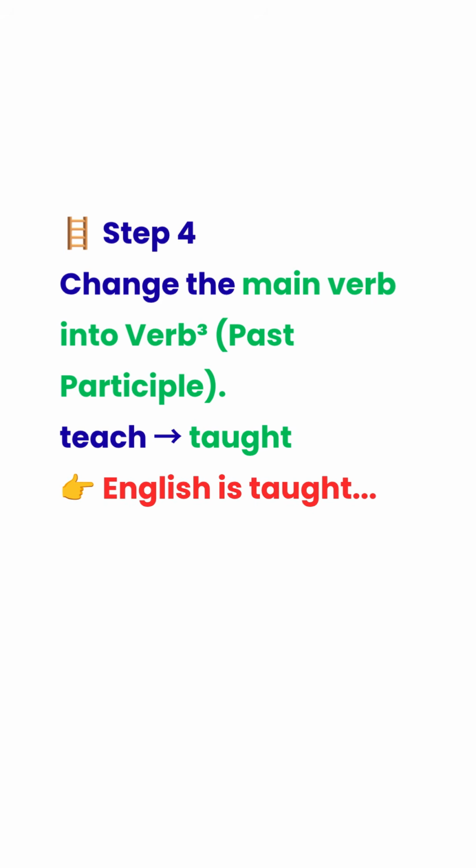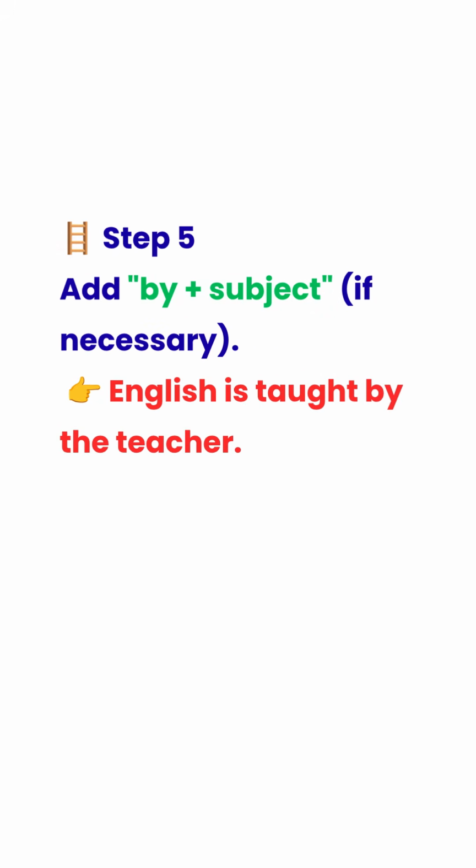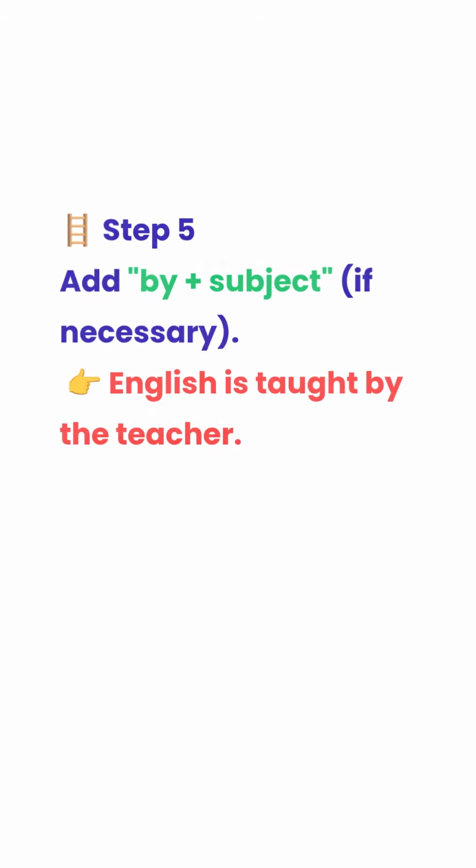Step number 4. Change the main verb into verb 3, which means past participle. Teach, taught. So it will be English is taught. Step number 5. Add by plus subject if necessary. So English is taught by the teacher.